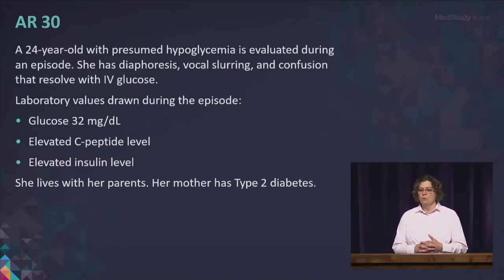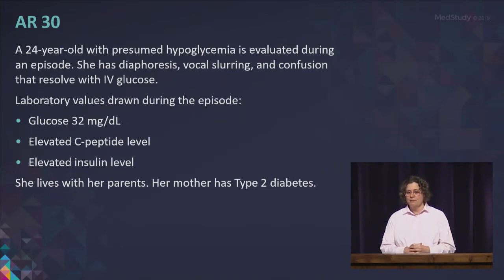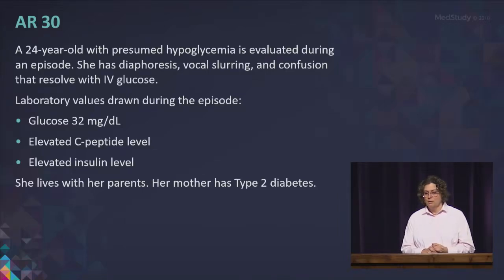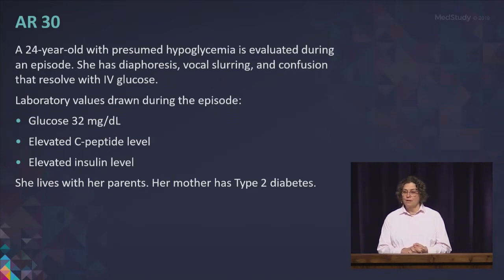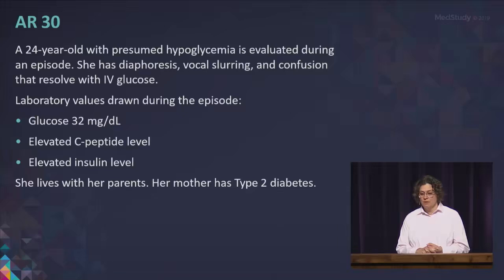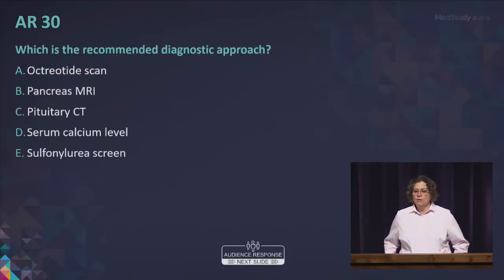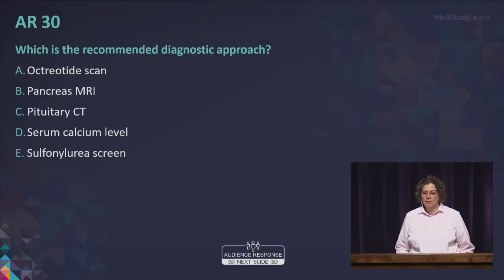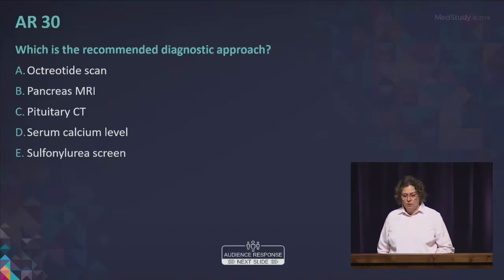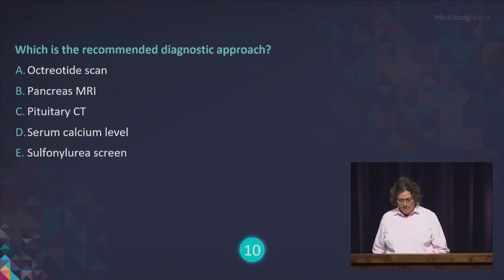A 24-year-old with presumed hypoglycemia is evaluated during an episode. She has diaphoresis, slurred speech, and confusion that resolves with IV glucose. Labs drawn during the episode show a sugar that's low at 32, an elevated C-peptide, and elevated insulin. She lives with her parents. Her mom has type 2 diabetes. What is the recommended diagnostic approach? Do an octreotide scan, a pancreas MRI, pituitary CT, get a serum calcium level, or do a screen for sulfonylureas?